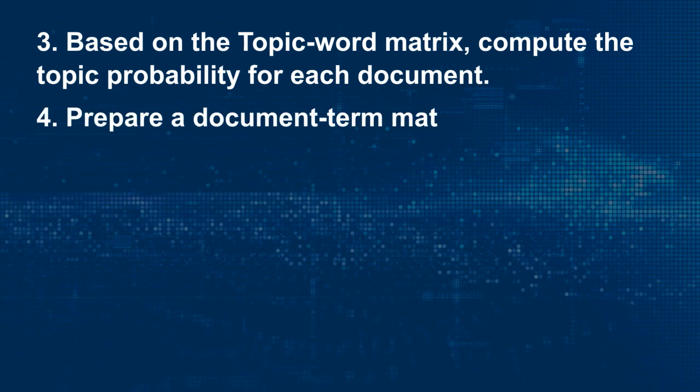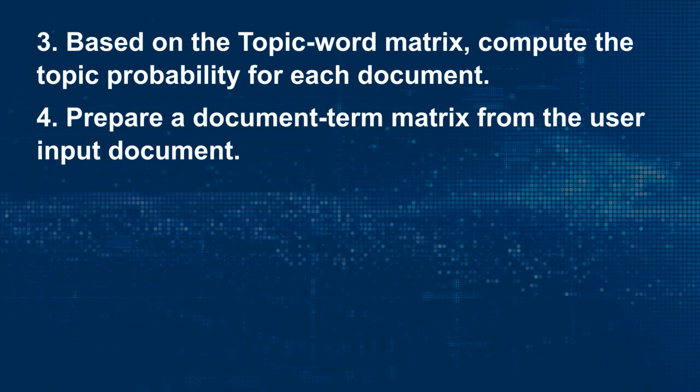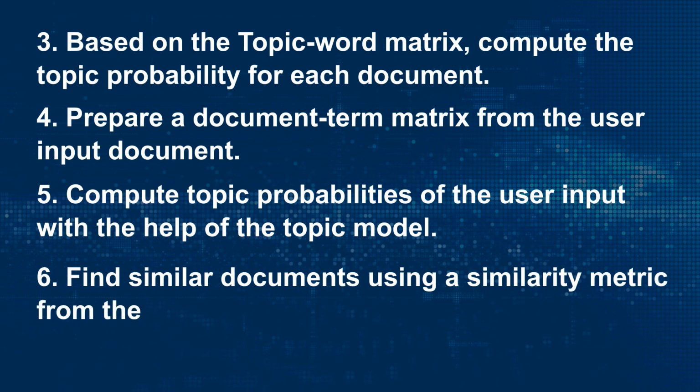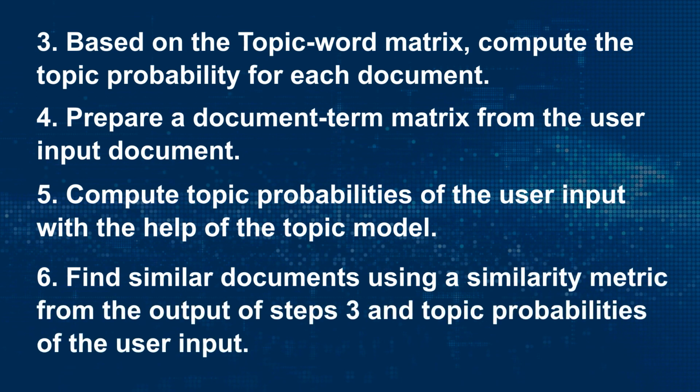Step 4. Prepare a document term matrix from the user input document. Step 5. Compute topic probabilities of the user input with the help of the topic model. And step 6. Find similar documents using a similarity metric from the outputs of step 3 and topic probabilities of the user input.